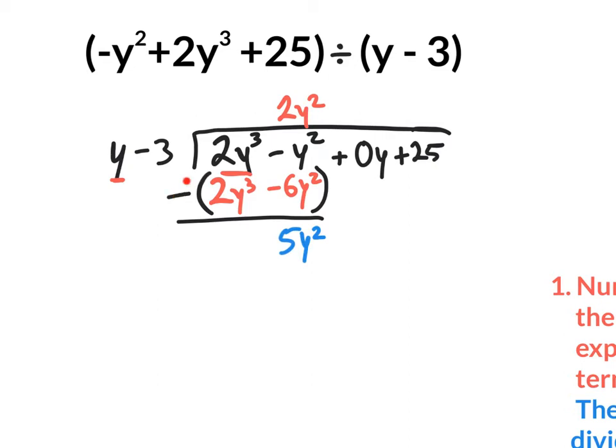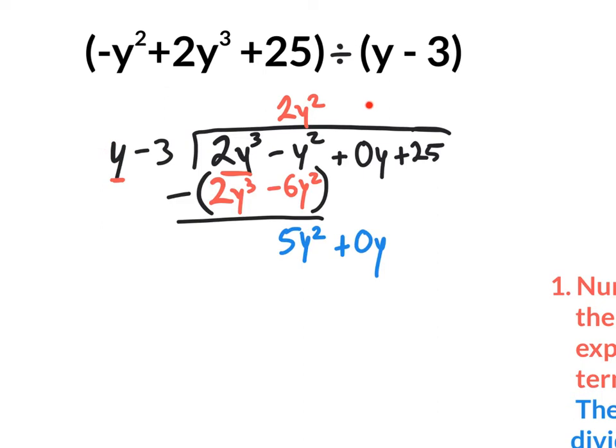And over here, that becomes a negative 2y to the third, which cancels out with the positive 2y to the third. What do I do next? I go to my next term and I bring it down. So that will be a plus 0y. And after that, again, you go to this first term y and this first term y, 5y squared.